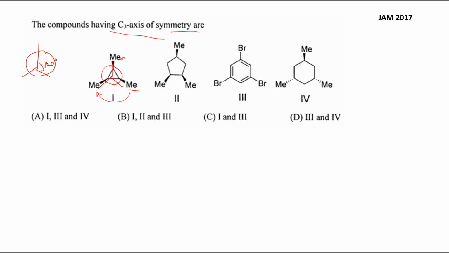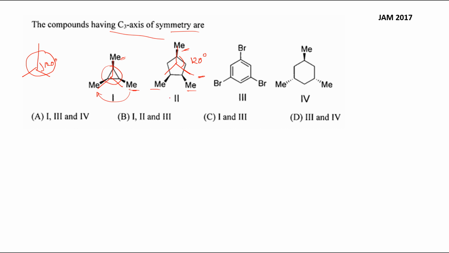Now what about the second molecule? In the second molecule, if we rotate it 120 degree, we will see this methyl will come somewhere here, but it is not exactly at these positions, right? So when you rotate this, you are not getting the same molecule. After a 120 degree rotation, the molecule must look the same, but here we are not getting that.